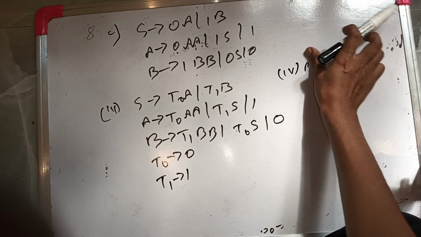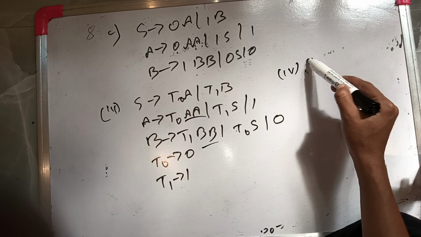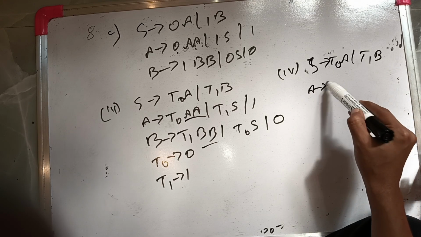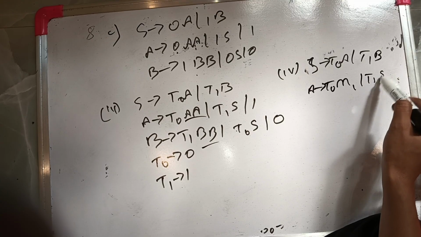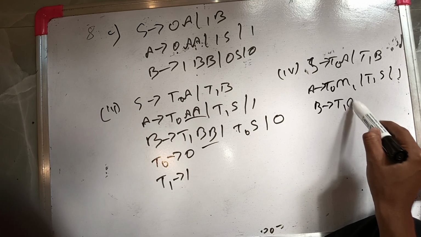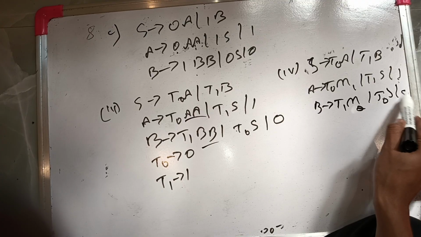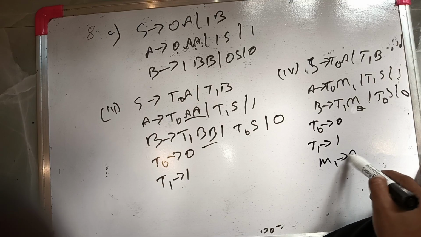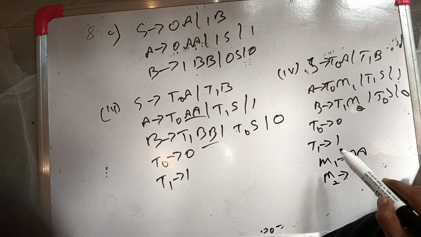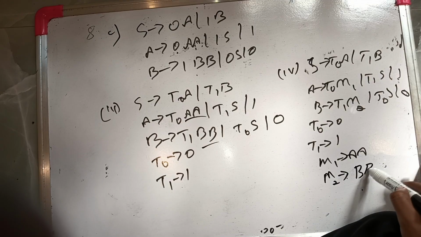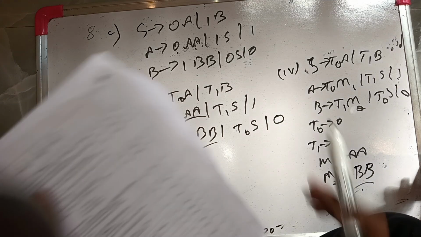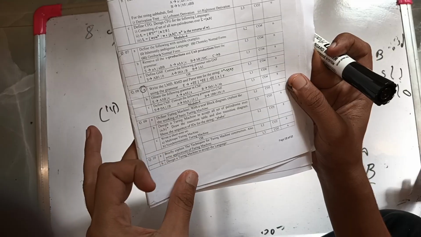And the fourth one is remove long production. Where is long production? Here is long production. S gives T naught A, T1B, T naught M1, T1S1, B gives T1 M2, T naught S 0, T naught gives 0, T1 gives 1, M1 gives AA and M2 gives BB. Okay, this is the final answer. And after that 9 ABC, 10 ABC.